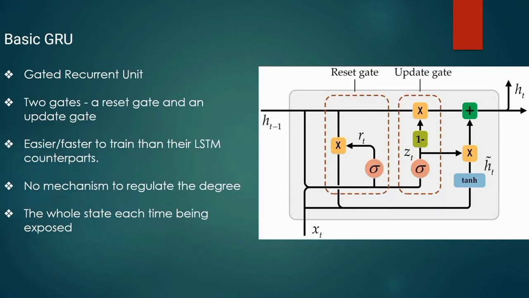The basic GRU is similar to LSTM but only has two gates, the reset gate and the update gate, and notably lacks an output gate, so it has fewer parameters, which are generally easier and faster to train than their LSTM counterparts. Basically, GRU has no mechanism to regulate the degree, and the whole state is exposed each time.